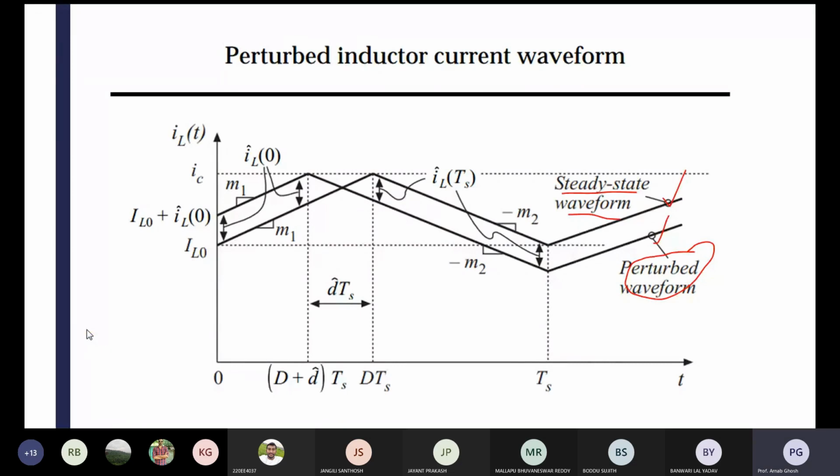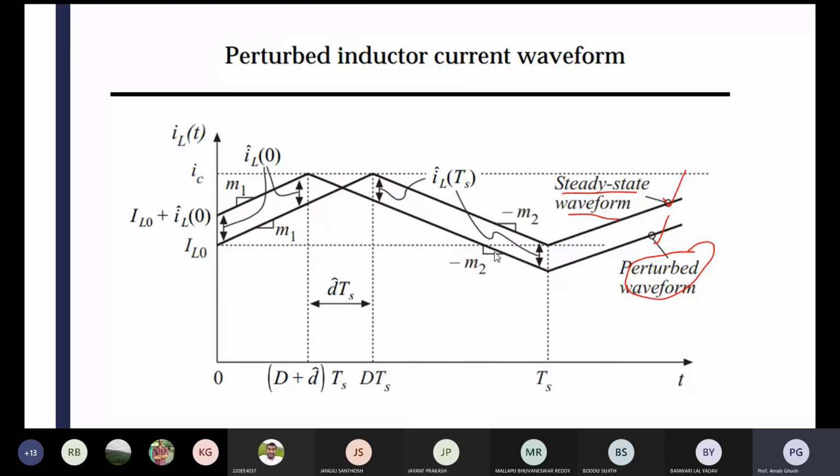So I think all of you are able to understand. Previously that point was BTs. Now, due to perturbation, it is coming to that point. So BT is changed to (D + d̂)Ts, that is coming from D plus d̂, bracket Ts. So it is minus M, it is minus M, and Ts is there.